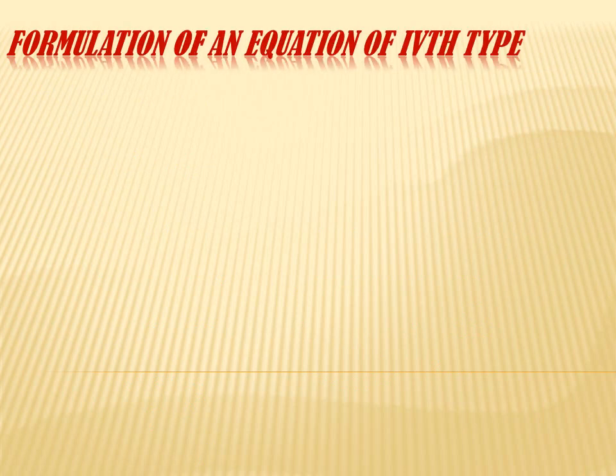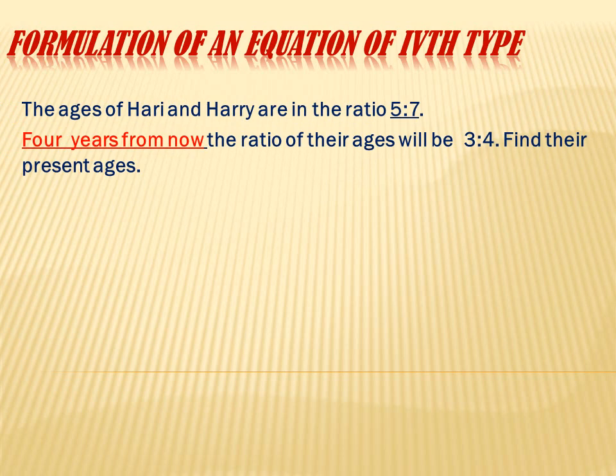Now, the application of what we have learned in the previous session. Here is the formulation of an equation of the fourth type. We have a question: the ages of Hari and Harry are in the ratio 5:7. 4 years from now, the ratio of their ages will be 3:4. Find their present ages.